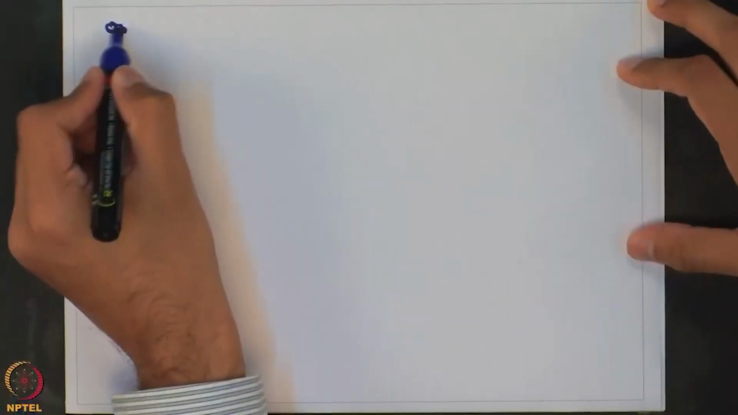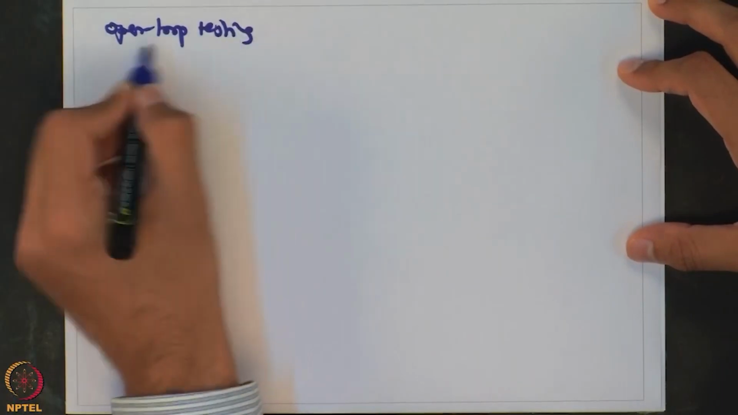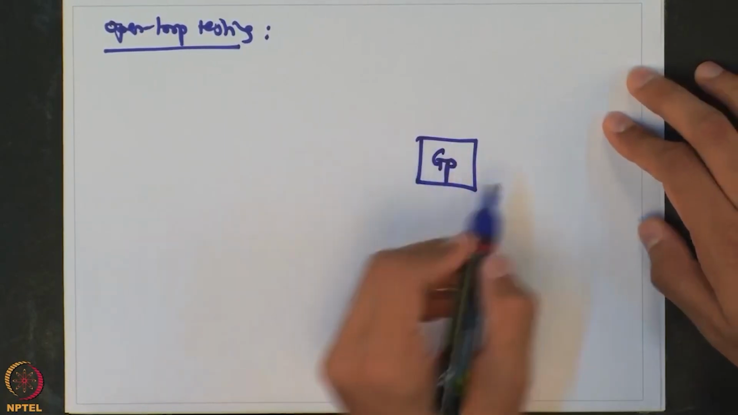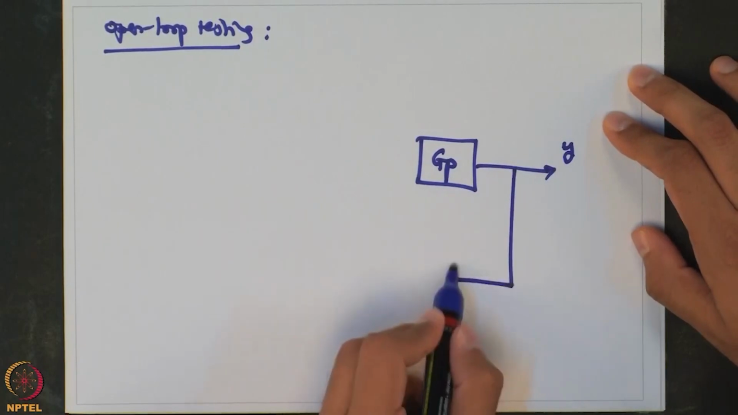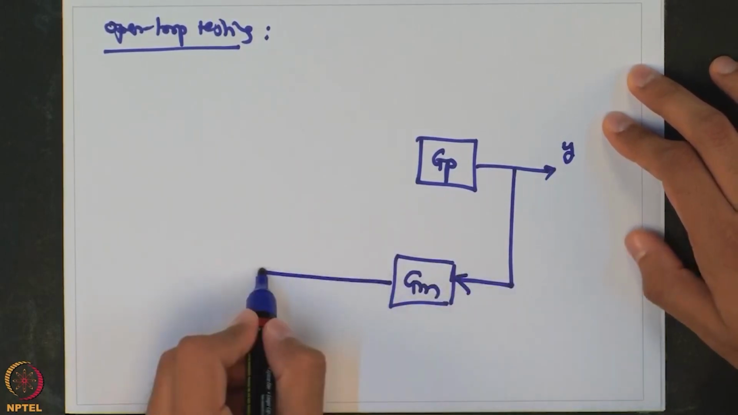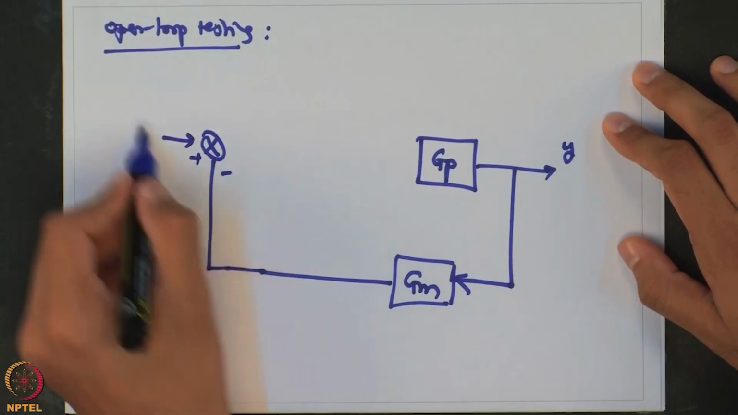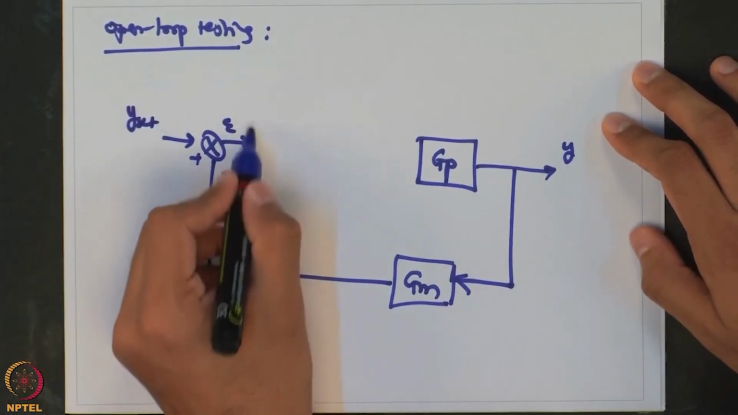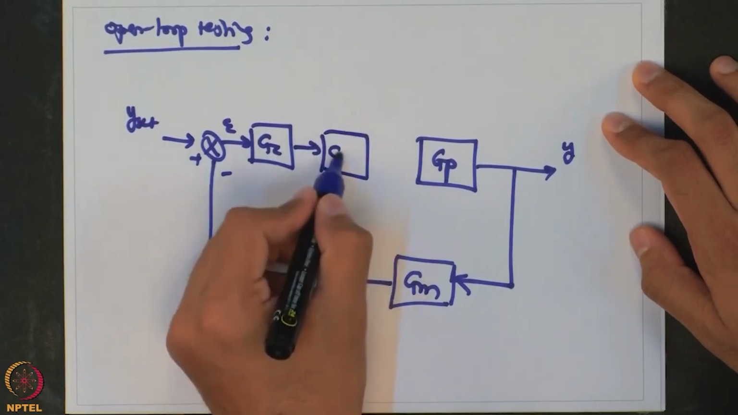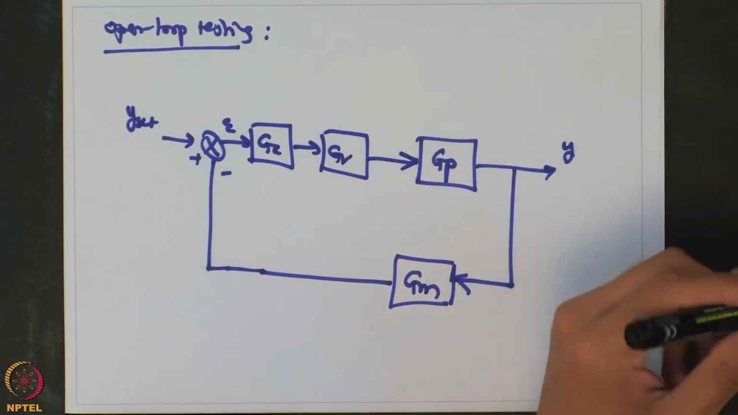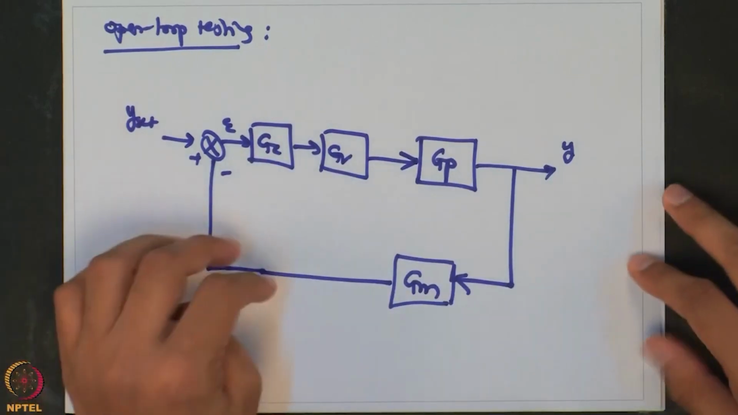So when we talk about open loop testing, here is our process, this is the output, you measure the output, then it gets compared with the set point value, the error is generated, error goes to the controller, then it goes to the control valve, and then that manipulated input goes back to the process. So here when you want to do open loop testing, you have to switch off the controller.